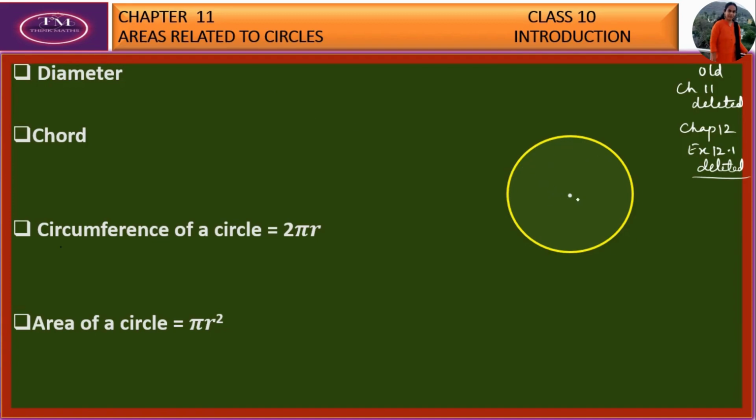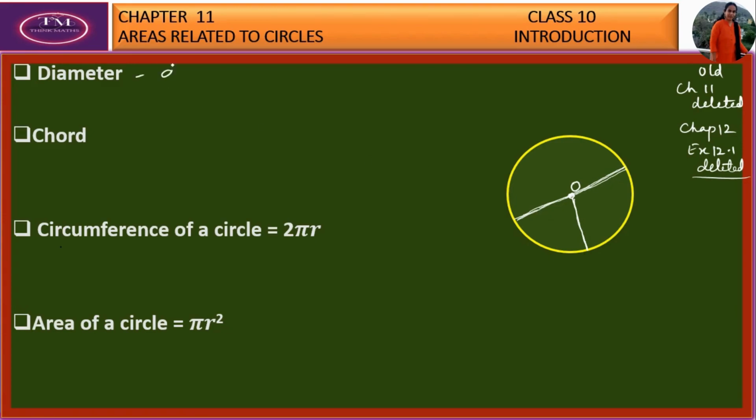In the circle we have the center, O. We can draw a line passing through the center. If we draw a line passing through the center, it touches the circle at 2 points. This line is called the diameter. From the center to one end of the circle and from the center to another end, this is the diameter of the circle. In the same way, if we draw a line from the center to one end, it is called the radius.